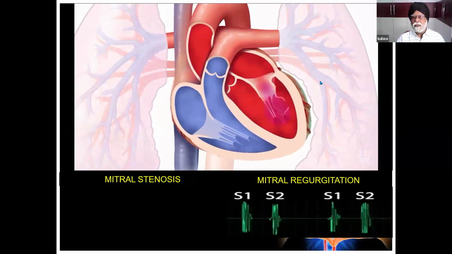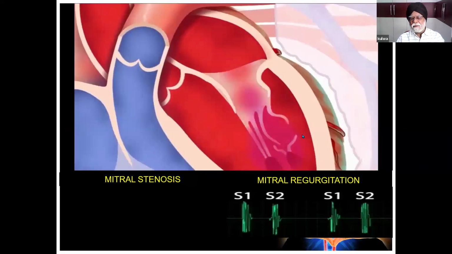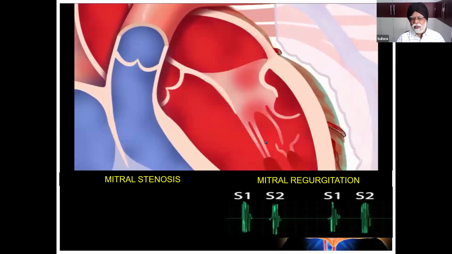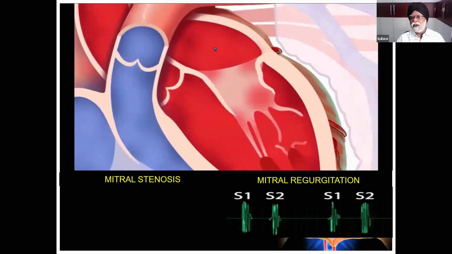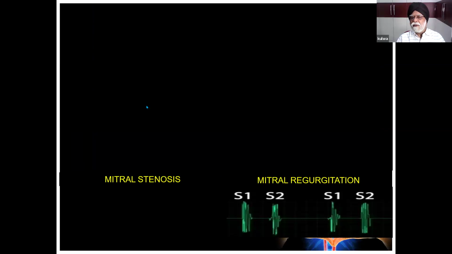Now, you can see a leaky valve doesn't close the way it should, allowing some blood to flow backward into the left atrium. Now some blood is going back from the left ventricle to the left atrium. If untreated, a leaky valve could lead to heart failure. So this is the condition which is known as mitral regurgitation.